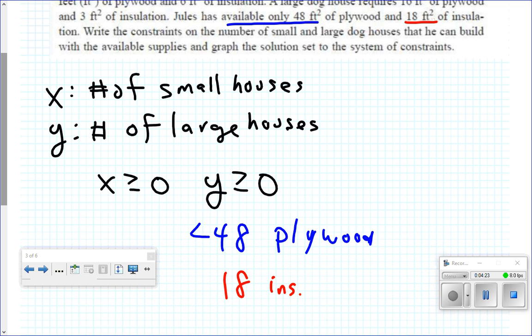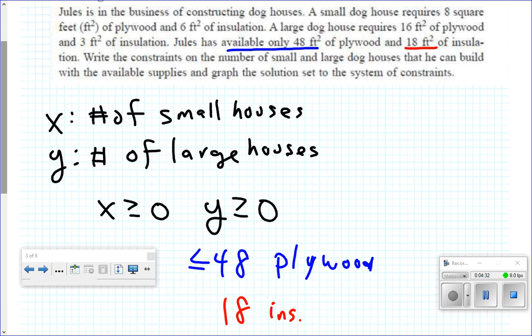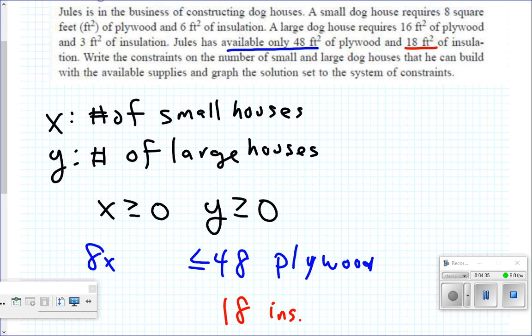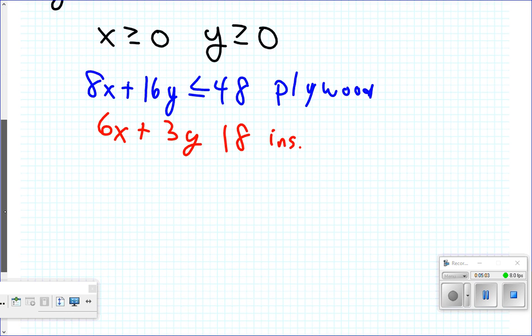So what I'm going to do then is write an expression for how much plywood I'm using for the large and small. Reading the problem again, I can see that a small requires 8 square feet. So that's 8x. And then a large requires 16 square feet. So I'm using the 8 and the 16 square feet to get an expression for how much plywood I'm using for each house. With insulation, I can see that the small requires 6 square feet of insulation and that the large requires 3 square feet of insulation. So here are the 4 inequalities that I've got to graph, and I'll do that now.